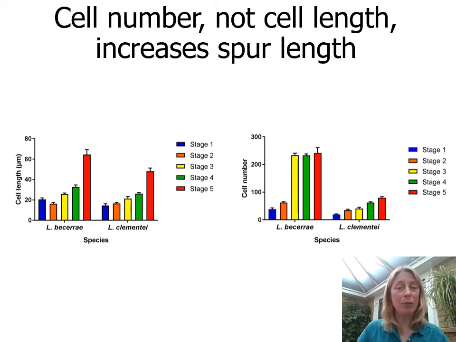But when we look at the number of cells over time, that's really very different. So in Linaria beckeri, we have this big jump here to lots and lots of cells in the nectar spur, but we don't have that jump at all in Linaria clementii. And so the difference between these 2 flowers is actually in the number of cells in the nectar spur. And we can see from this analysis here which stage it is that occurs at. It's between stages 2 and 3 in our graph.